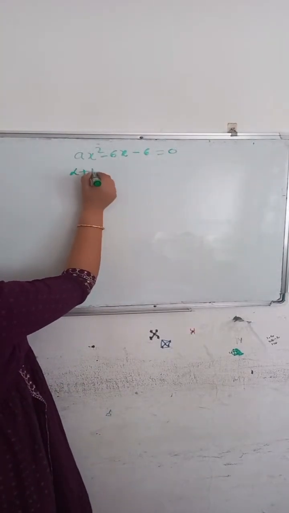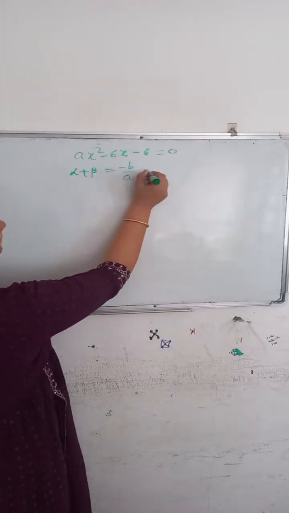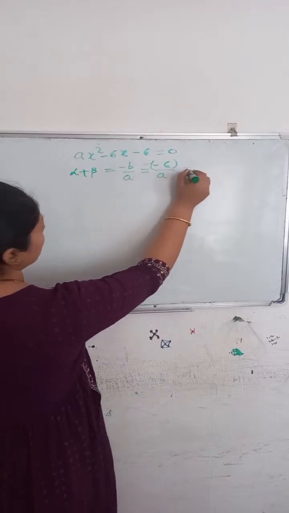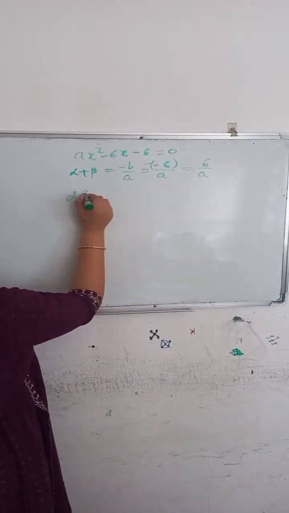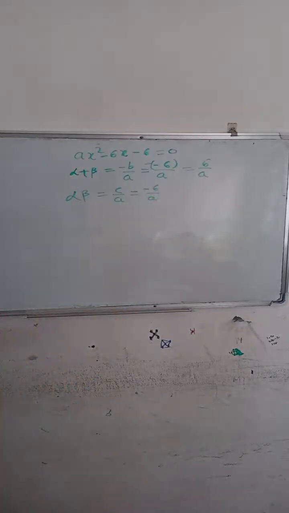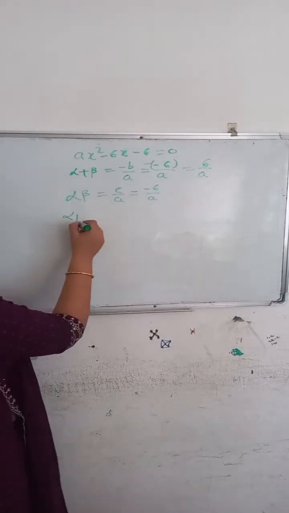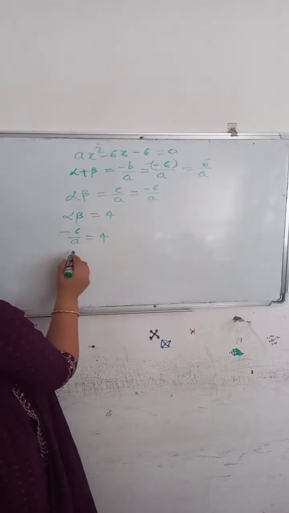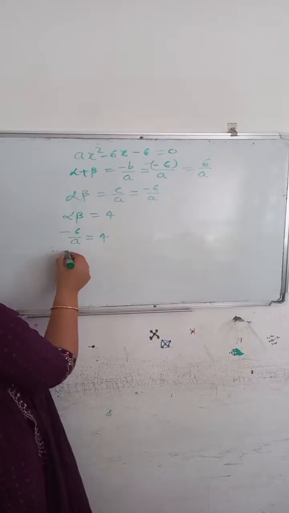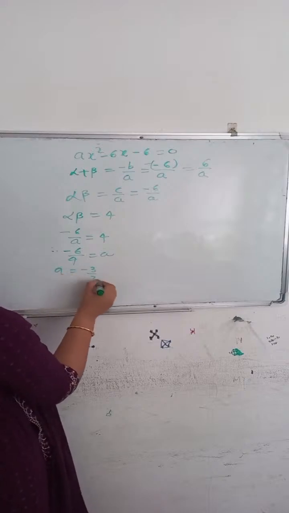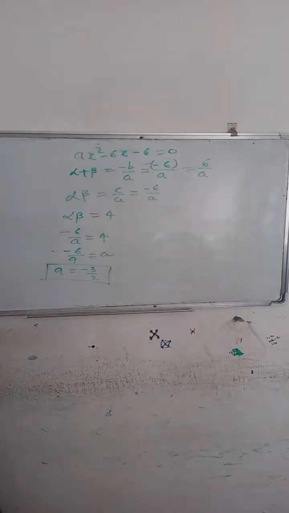Now here alpha plus beta is minus b by a, that is nothing but minus of minus 6 divided by a, that is 6 by a. Alpha into beta is c by a, that is minus 6 by a. Okay, and they are saying the product of zeros is 4. So alpha beta is 4, but I got it as minus 6 by a equal to 4. Okay, so here minus 6 by 4 is equal to a. So a is equal to minus 3 by 2. The value of a is minus 3 by 2.